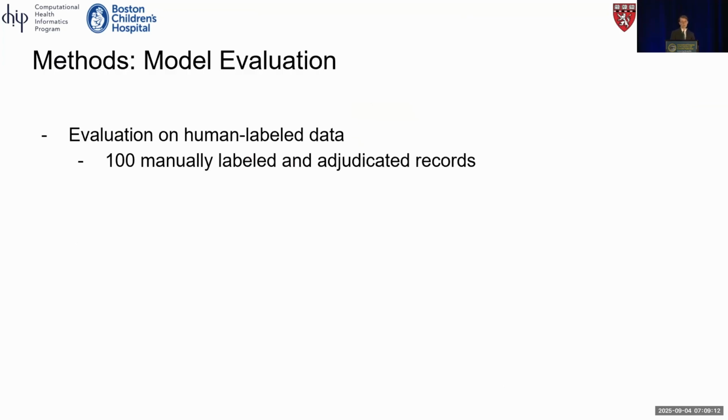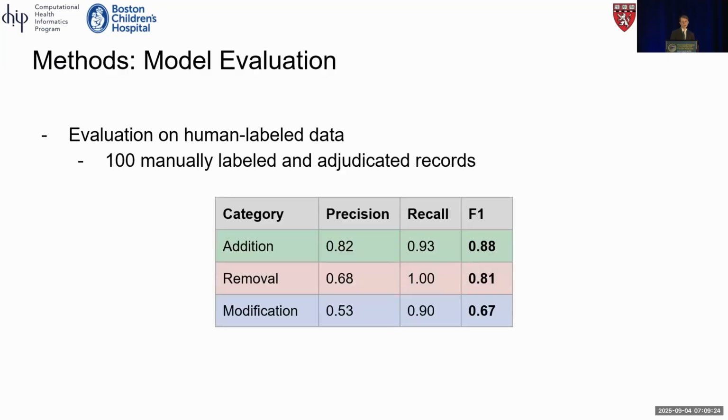So to evaluate the performance of our model, we manually labeled and adjudicated changes made to the primary outcomes of 100 clinical trials and evaluated the performance of our model on that labeled data. So the metric that we use to evaluate our model is F1 score, which is on a scale from 0 to 1 and balances precision and recall. So we can see that for the addition category, our model had an F1 score of 0.88, for removal 0.81, and for modification 0.67. So this is a difficult task, and the model's performance is not perfect, but it does achieve fair performance across all 3 of these categories.